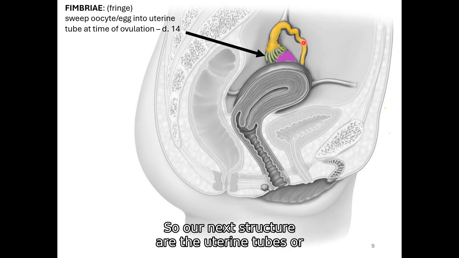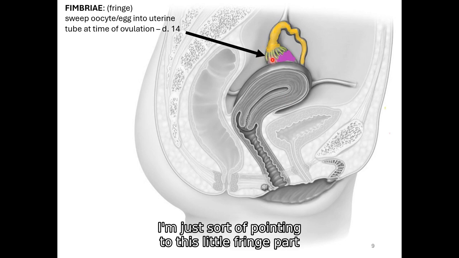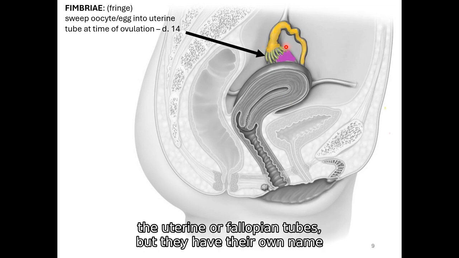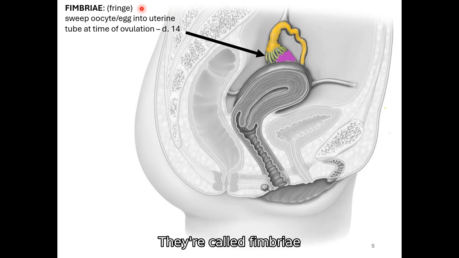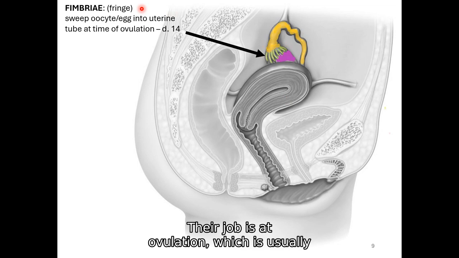So our next structure are the uterine tubes or fallopian tubes, but there's two parts. So right now I'm just sort of pointing to this little fringe part. These little fringe-like extensions are an extension of the uterine or fallopian tubes, but they have their own name. They're called fimbriae. One would be a fimbria, but no one just talks about one piece of fringe.